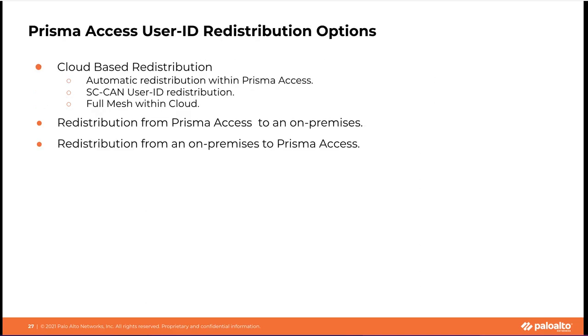User ID in Prisma Access, as I mentioned, has a greater significance for controlling the traffic, as there are only two zones. And so there are different options for user ID distribution: cloud-based redistribution, which is automatic distribution within a Prisma Access, service connection user ID distribution, and full mesh within a cloud, and redistribution from Prisma Access to an on-premises and from an on-premises device firewall to the Prisma Access.